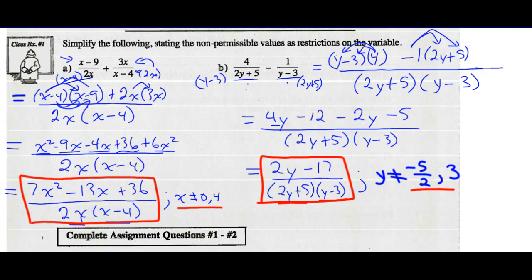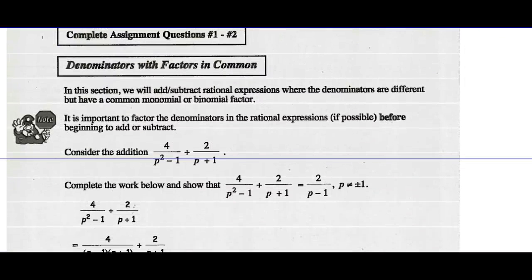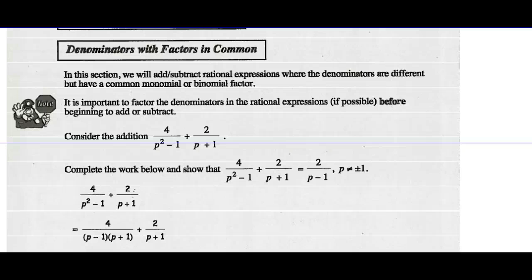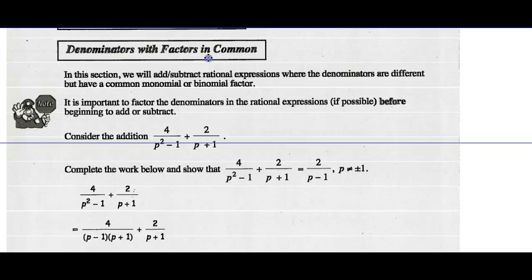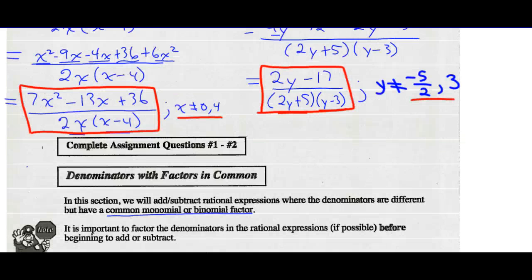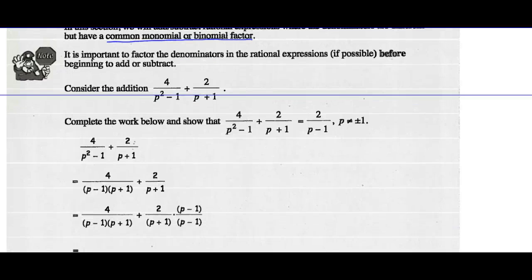All right, let's look at a couple more denominators with common factors. So a little more complicated now, but not much. In this section, we're going to add and subtract rational expressions where the denominators are different, but they do have a common monomial or a common binomial factor. So in this case, it's important to factor the denominators in the rational expressions before you begin adding and subtracting.